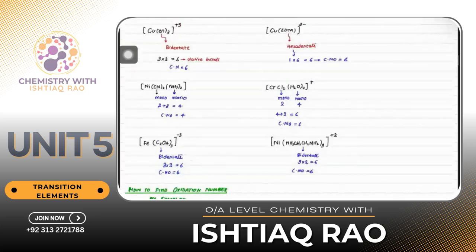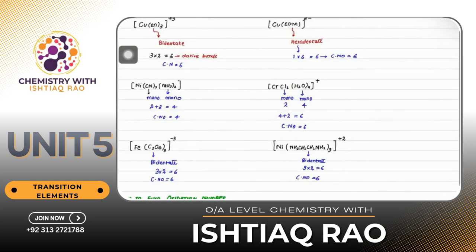First of all, we have to count the total number of ligands, and then we have to tell the coordination number. And after that, we have to find out the oxidation number of a particular element in a complex compound. It's the same as we did in the previous units when we were discussing redox. Suppose we have an oxidizing agent, KMnO4. We used to find the oxidation number of manganese in KMnO4.